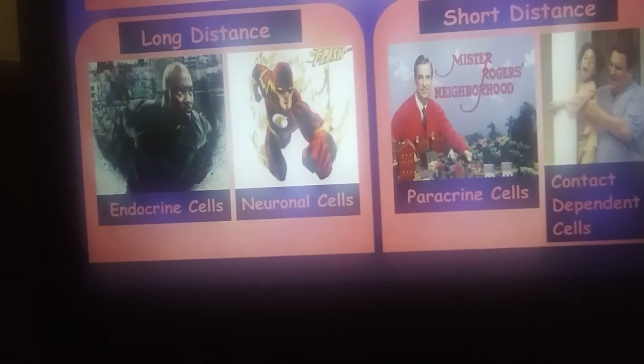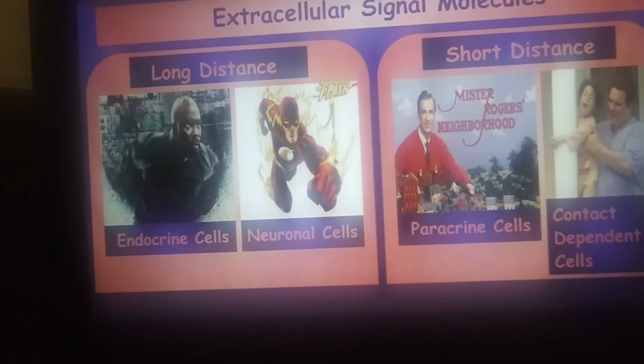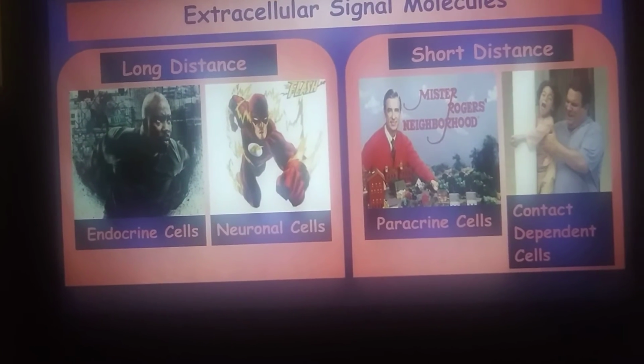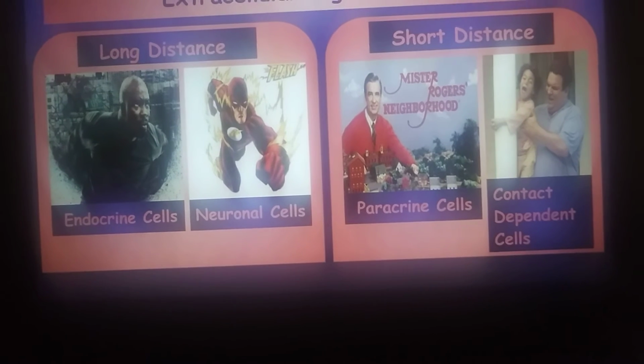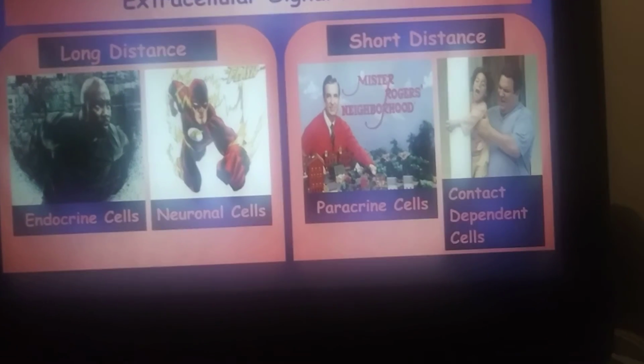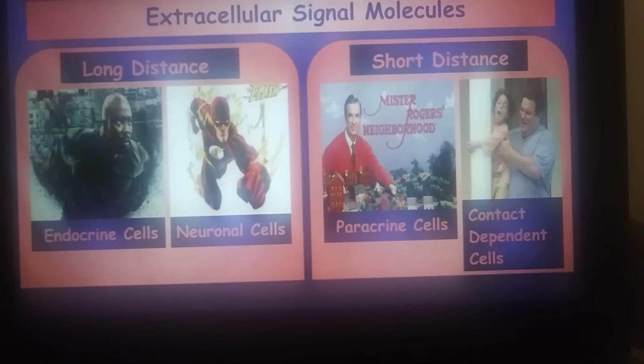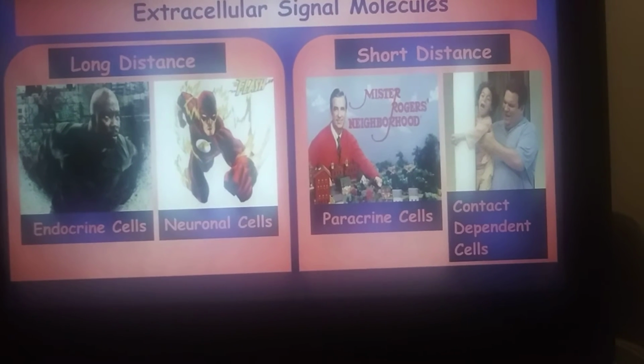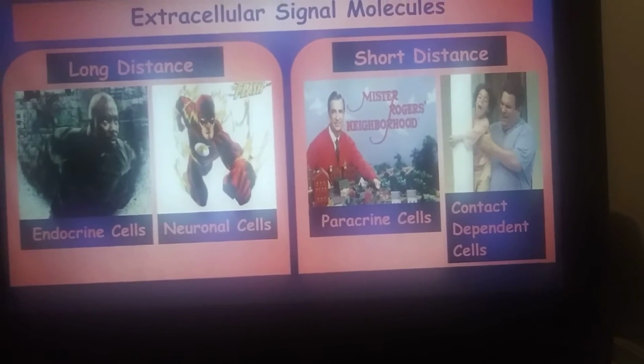So, multicellular organisms can communicate publicly via endocrine cells, which release hormones throughout the organism's body. In plants, this will be done through the plant sap. Human hormones travel through the bloodstream.